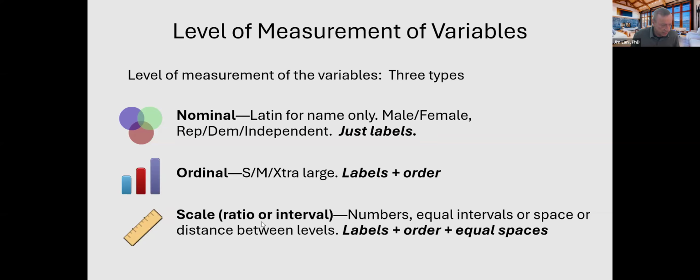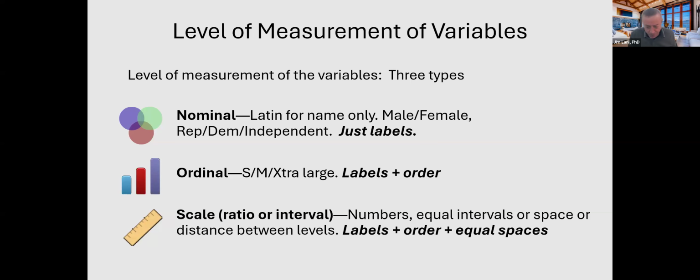And then scale, okay, has all 3, okay? So it has 1 inch, 2 inch, 3 inch, 4 inch. It has a label, 1 inch, okay? It has an order, 2 comes after 1, okay? Right? And equal spacing or equal size or equal volume, okay? So that's the idea of this equal.